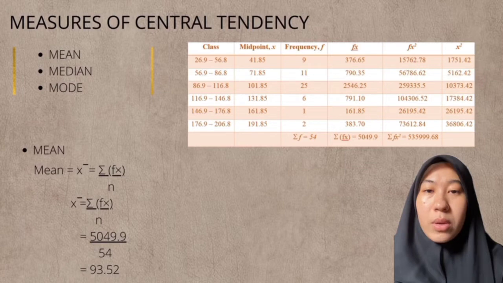To calculate the mean, we have to multiply the frequency with the midpoint. The total of fx must be divided by n, so our mean is the total of fx, 5049.9, divided by n, 54, equal to 93.52.